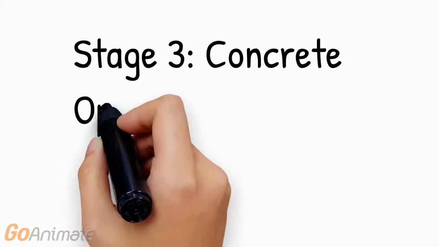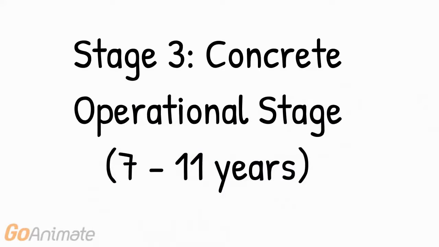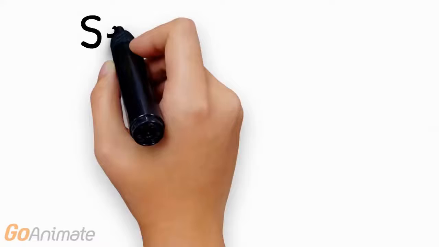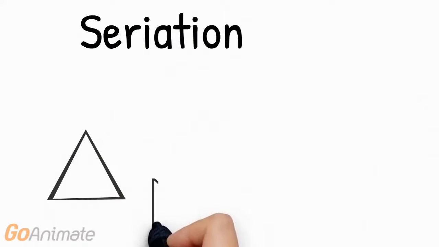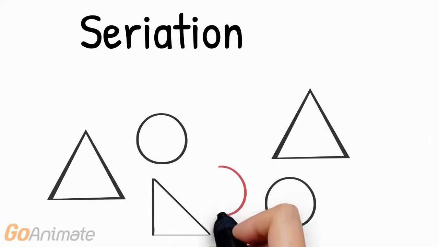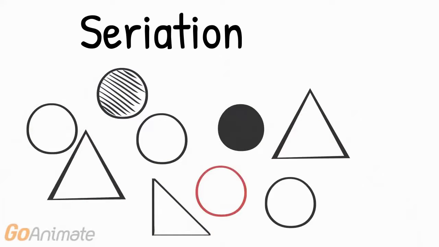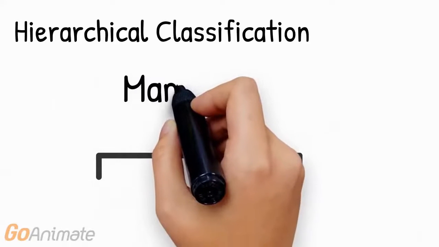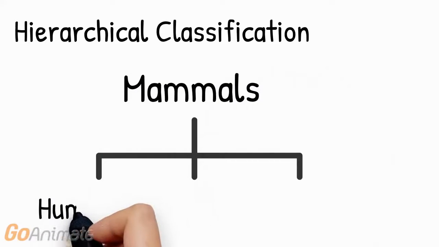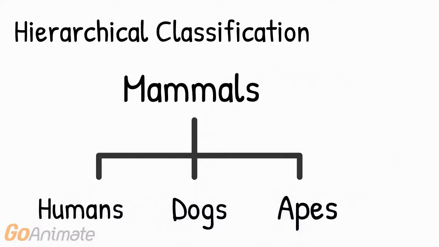Stage 3 is the concrete operational stage and generally occurs when a child is between 7 and 11 years of age. Children in the concrete operational stage are able to do seriation, which means they're able to sort objects or situations according to any characteristics such as size, color, shape, or type. Children in the concrete operational stage can organize terms or concepts into groups based on their hierarchy.